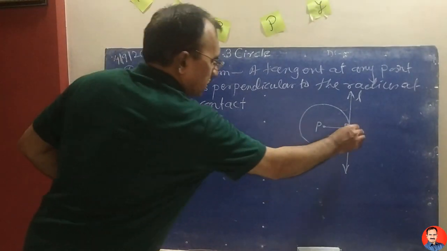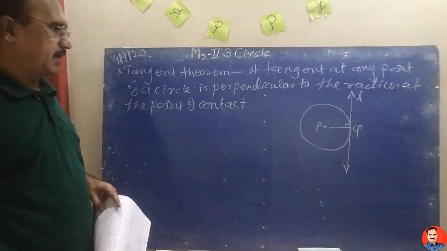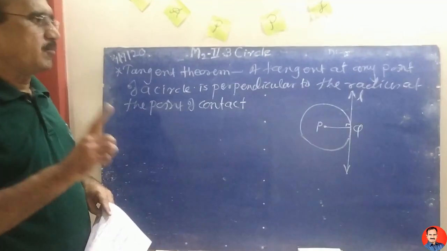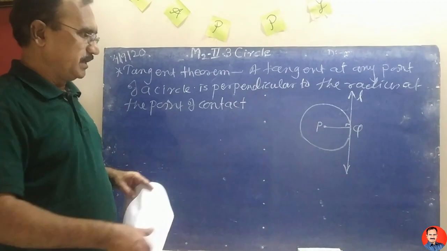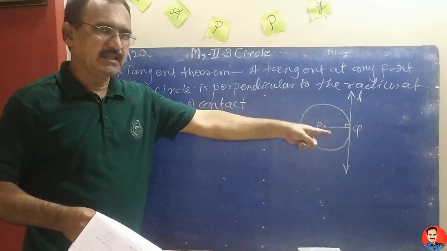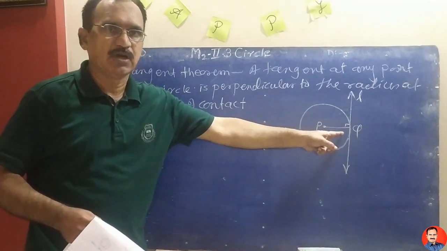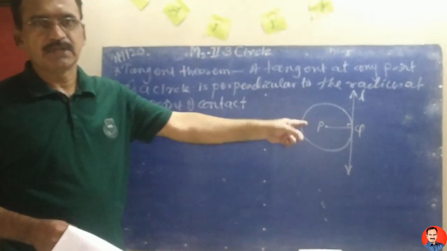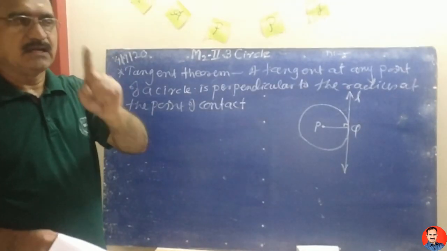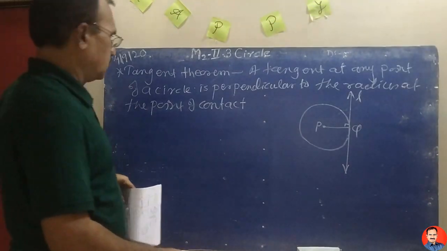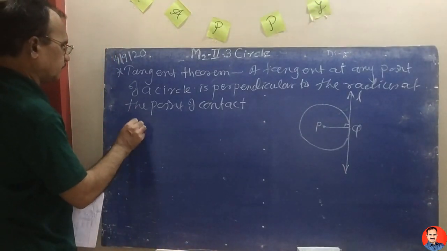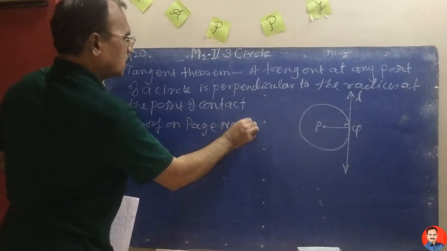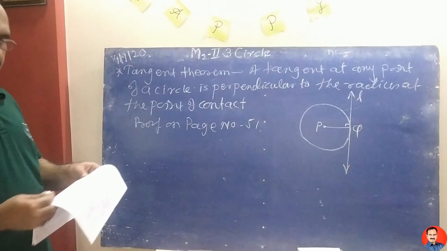A tangent at any point of a circle is perpendicular to the radius at the point of contact. Here, point Q is the point of contact, meaning point Q is the common point of the tangent and radius. If there is one and only one common point of the tangent and radius, then the tangent L, or any tangent, is perpendicular to the radius at the end point. This is the statement of the theorem. This is the figure, and you can write the proof with the help of the textbook. Read, write and try to understand yourself. The proof is on page number 51. Try to complete it yourself.